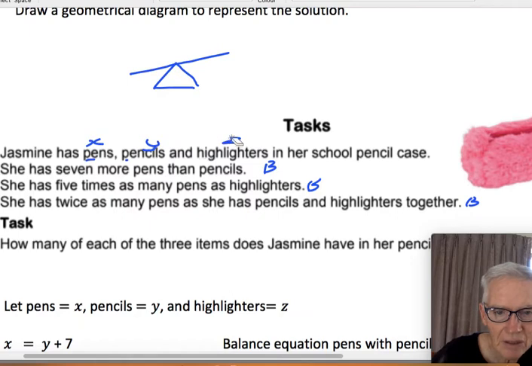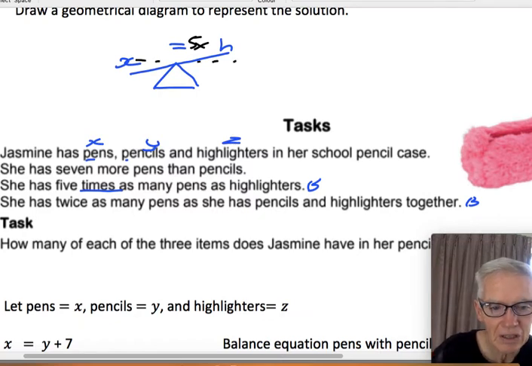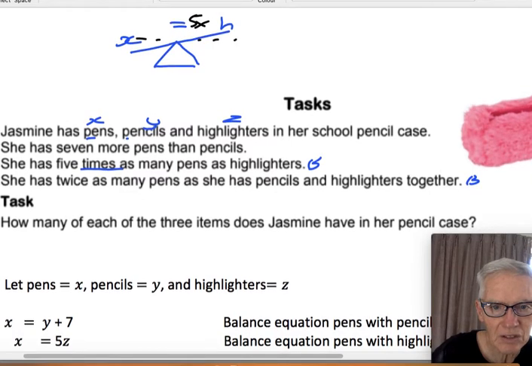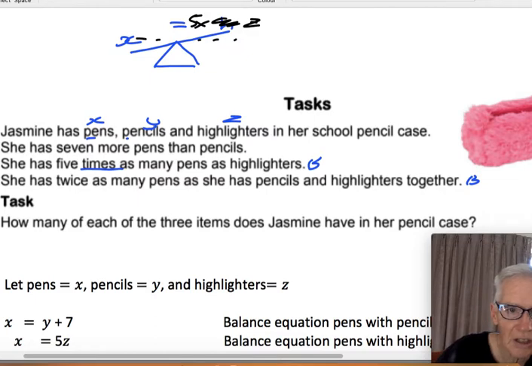So we've got our balance there, and 5 times as many pens as highlighters. So again, you've got lots of pens down there and highlighters. This one's 5 times as many. So I'm going to have to multiply something by 5 to make it equal. So I'm going to multiply this side by 5, 5 times h. That will make the line balance out here. So we get x equals 5z. Sorry, that shouldn't be h for highlighters. That should have been z. But you get the idea. Right, so let's go on to the next one.